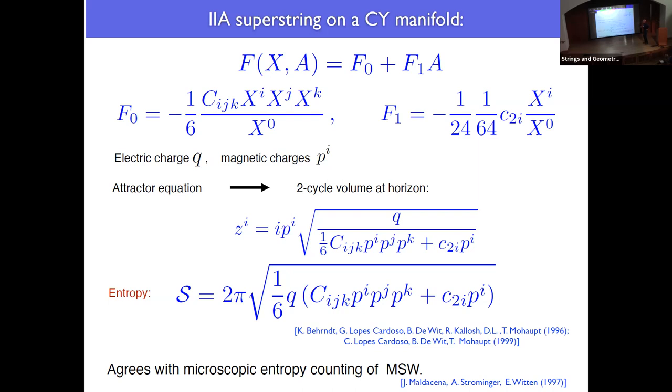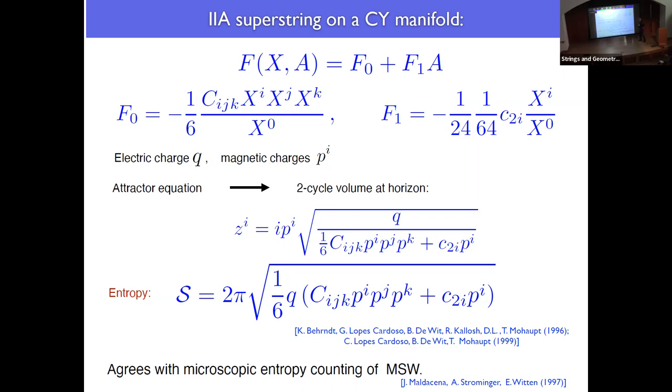I choose here the case where we have only one electric charge, but a bunch of magnetic charges Pi, which are associated to the various two or four cycles which I've introduced. So now I can use the attractor equation. I told you the attractor equation fixes the moduli at the horizon in terms of the charges. So here it is. In fact, the Zi's are nothing else than the tube cycle volumes at the horizon, and they are given by this expression.